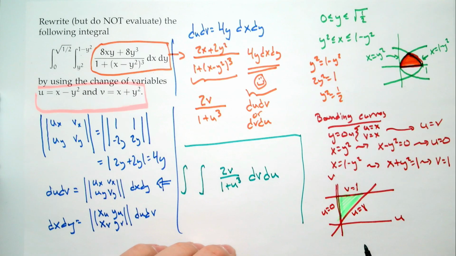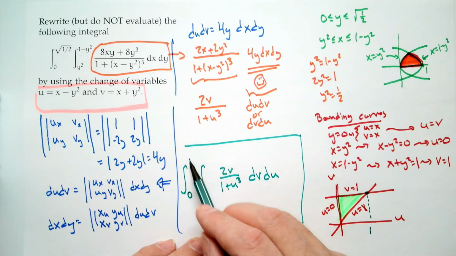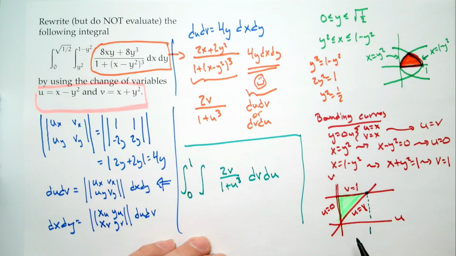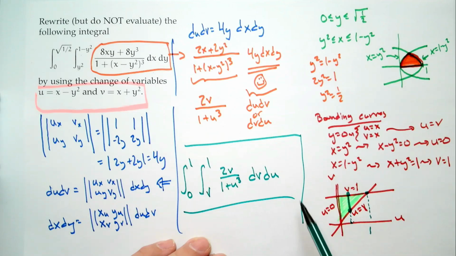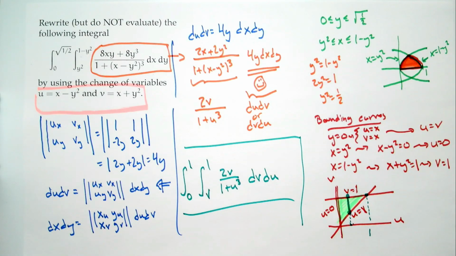Okay, so let's talk about where things go from. Where does u go from? 0 to 1. And then, for a particular value of u, where will v run between? V to 1. And that's it. Because we only had to get to the setup. Rewrite it. We don't have to evaluate it.